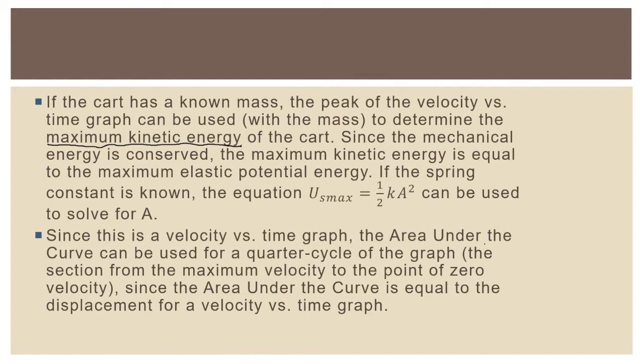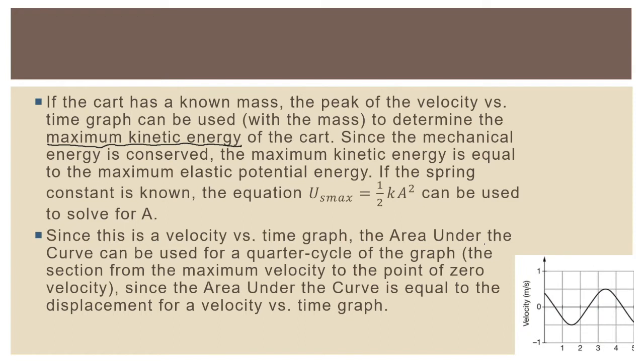And so it says here, as I wrote in parentheses, the section from the maximum velocity to the point of zero velocity. It doesn't really matter which way you go, from maximum to zero or zero to maximum, since the area under the curve is equal to the displacement for a velocity versus time graph. Now, here's the deal. If you start, let's say here at 2.5 seconds, the object is moving with a velocity of 0 meters per second. That means it's at the amplitude.